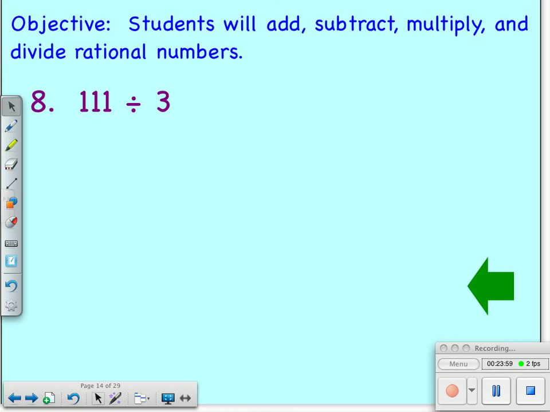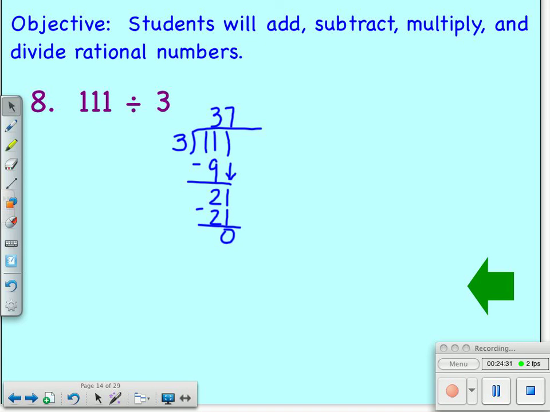And number 8. 111 divided by 3. I'm going to go ahead and use long division on this. 3 does not fit into 1, so we divide 3 into 11 3 times. 3 times 3 is 9. 11 minus 9 is 2. Bring down the 1. 3 goes into 21, now 7 times. 3 times 7 is 21. Subtract, no remainder. So the value is 37.